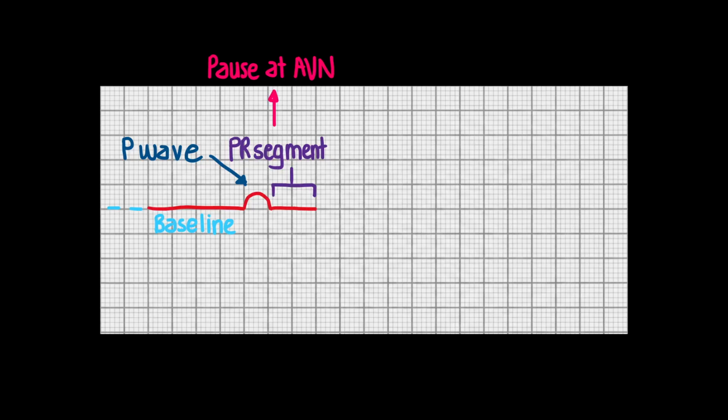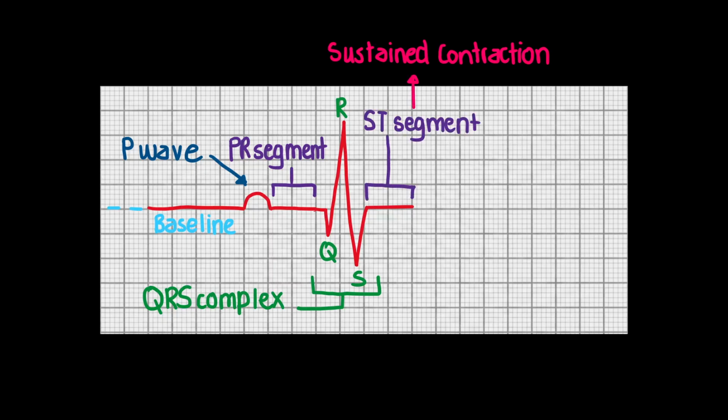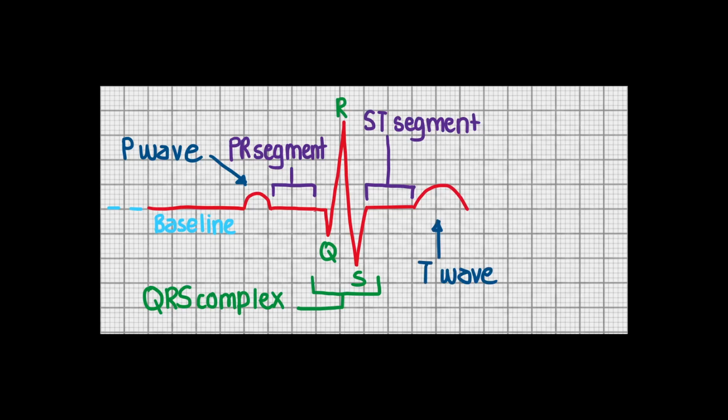This corresponds to electricity pausing at the AV node. Then a sharp complex, 3 rapid deflections merging into one, the QRS complex, which corresponds to ventricular electrical activity, the biggest event on the ECG. Then back to baseline, another flat stretch, the ST segment, corresponding to the sustained contraction phase, or the ventricles holding their charge. After that, a broad upward wave called the T wave, which corresponds to ventricular repolarization.